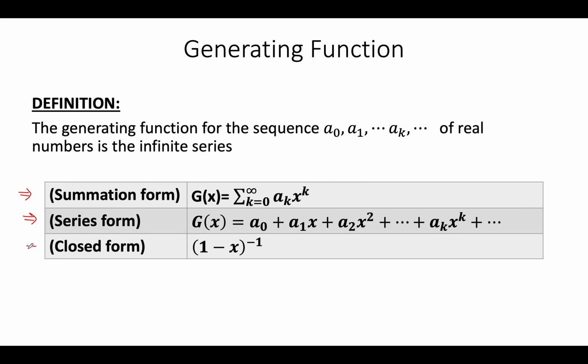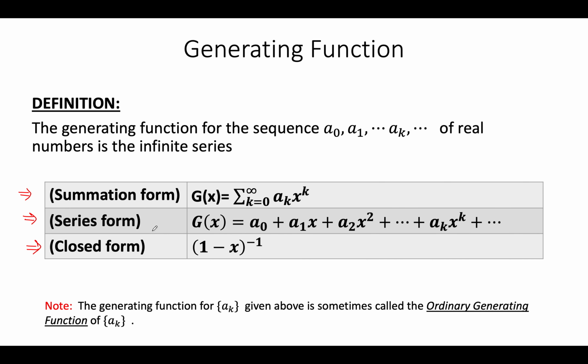And the third form is the closed form, where we have a rule. If it is applied, it will lead me to the series form or summation form. So generating function is basically converting one form to another. And we can see this in the upcoming example. There is a slight note here that says the generating function for ak given above is sometimes called the ordinary generating function. So a generating function sometimes has another name, which is ordinary generating function.